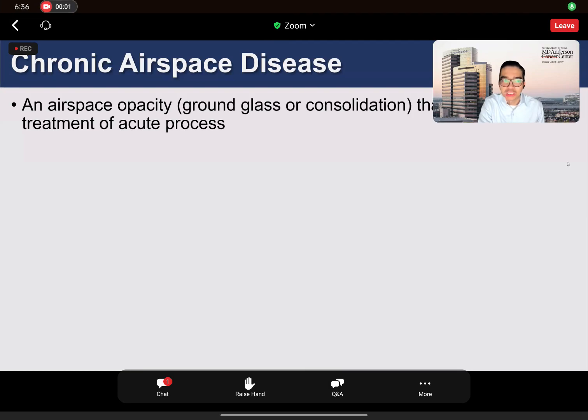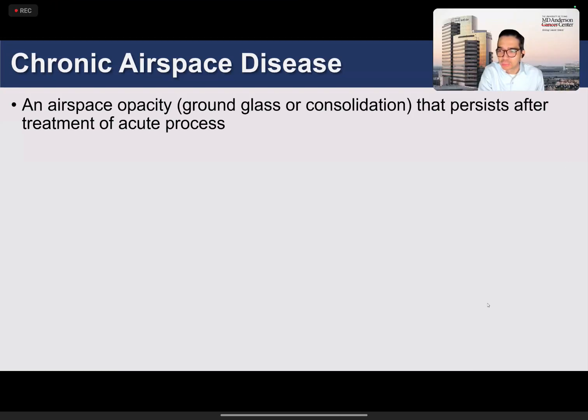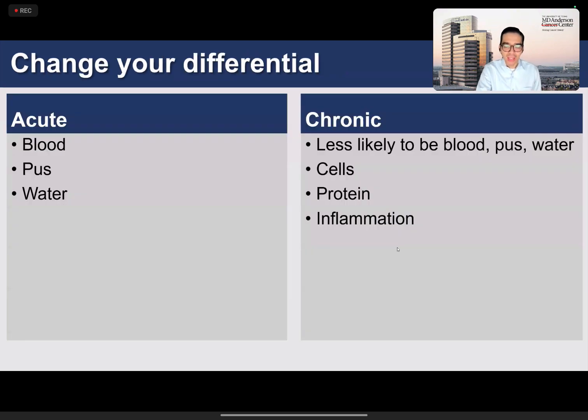Consolidation that persists after treatment of an acute process, okay? And we all learned as medical students the differential of blood, pus, and water when you have a patient with an acute chest x-ray finding, okay? But that unfortunately will not be an adequate differential for a patient who has a chronic airspace process. It's less likely to be blood, pus, or water, although still possible. And the possibility of cells, protein, and inflammation goes up.